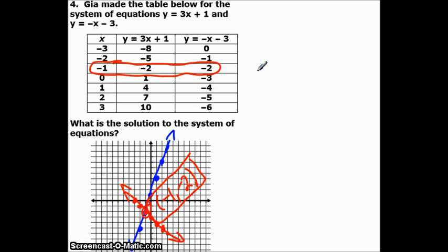All right. Now you get busy on solving systems of equations 1.